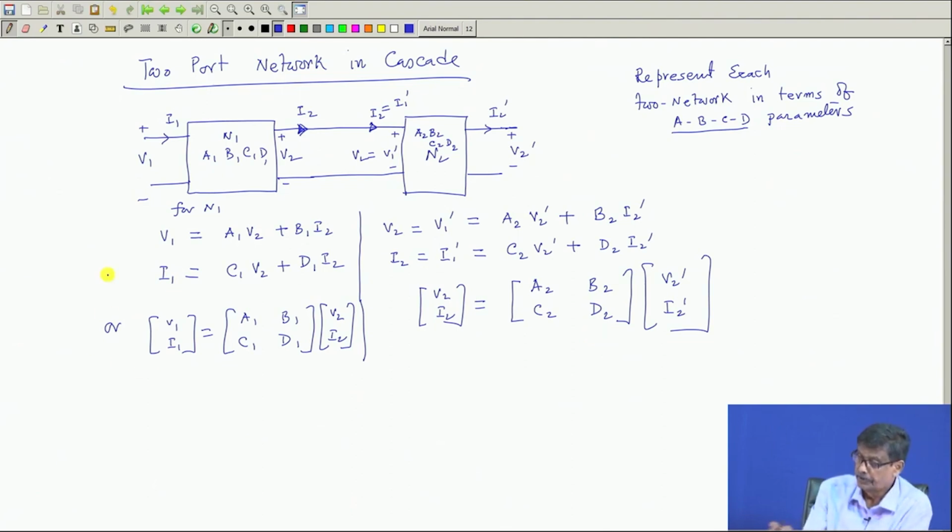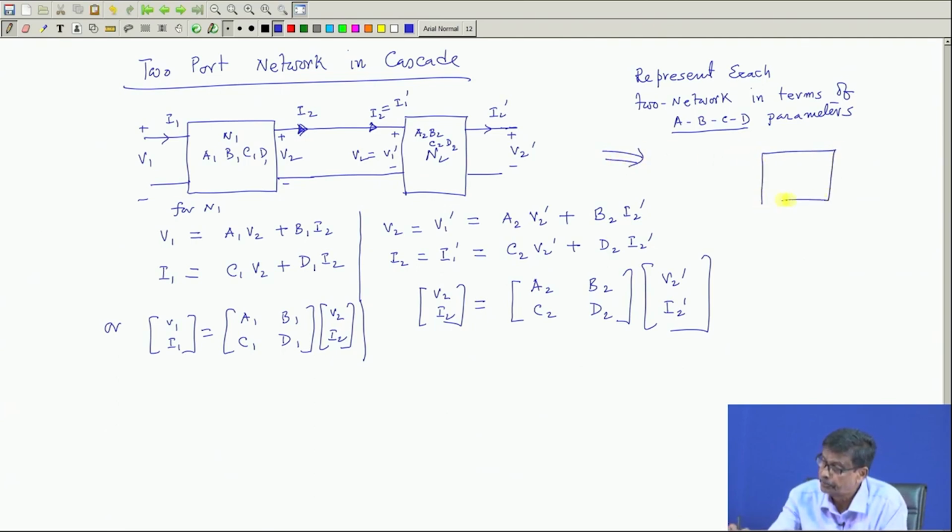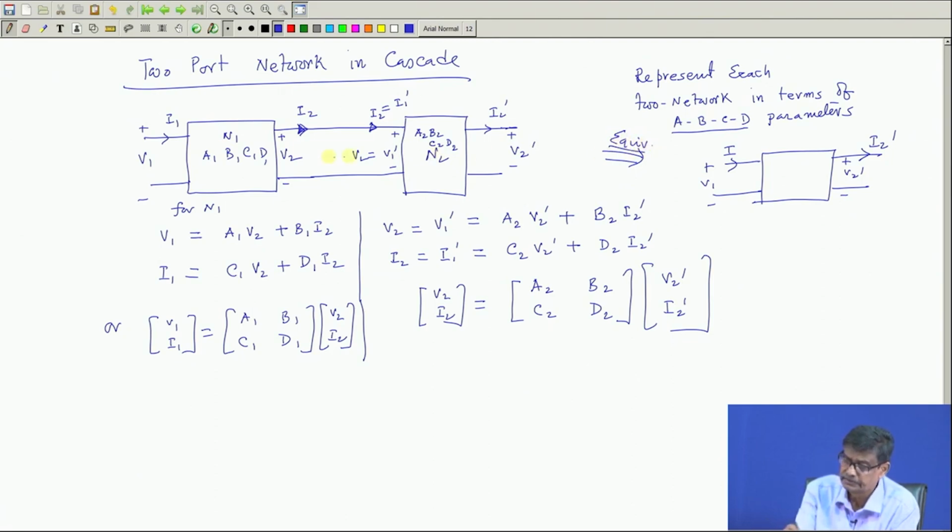So, if you want to get the overall structure, suppose I want to replace this whole thing by a simple 2-port network, that is, this is I2 dashed, this is plus minus V2 dashed, and here you have applied V1 and this current. This is the equivalent. That is, I can represent these two cascaded 2-port networks as a single 2-port network equivalent.